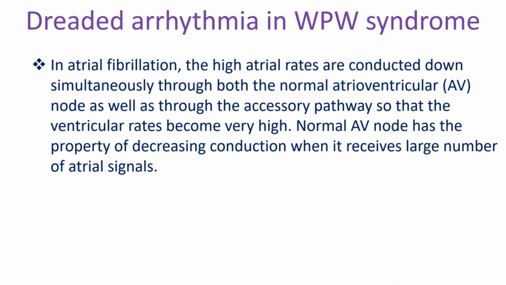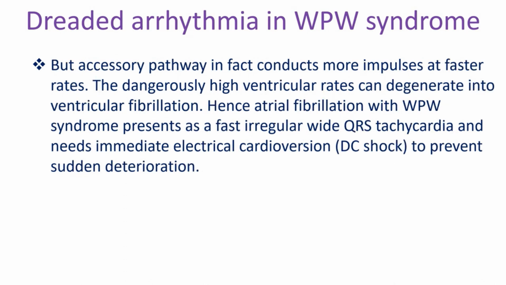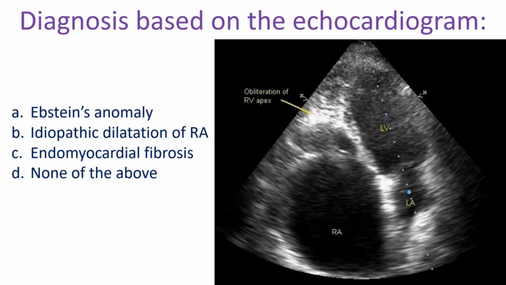Normal AV node has the property of decreasing conduction when it receives a large number of atrial signals. But accessory pathway in fact conducts more impulses at faster rates. The dangerously high ventricular rates can degenerate into ventricular fibrillation. Hence, atrial fibrillation with WPW syndrome presents as a fast, irregular wide QRS tachycardia and needs immediate electrical cardioversion to prevent sudden deterioration.